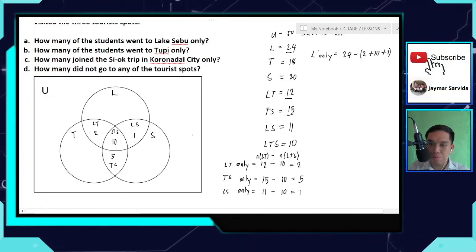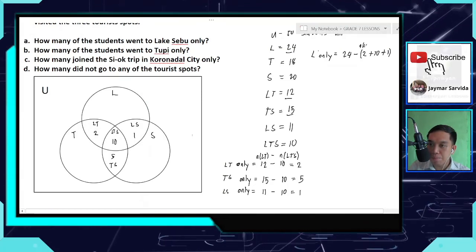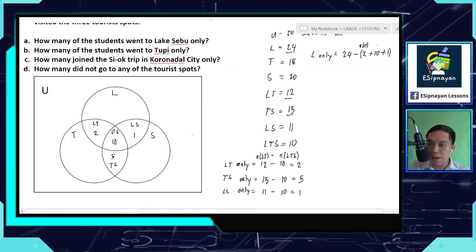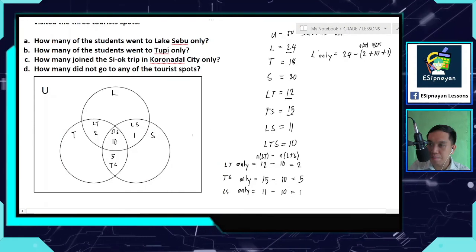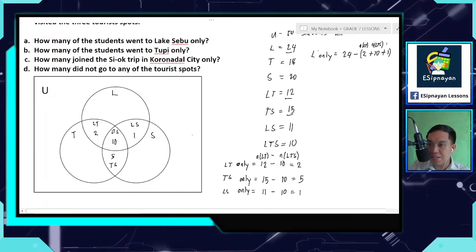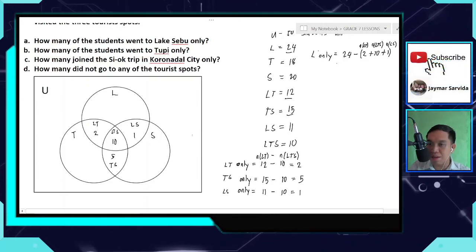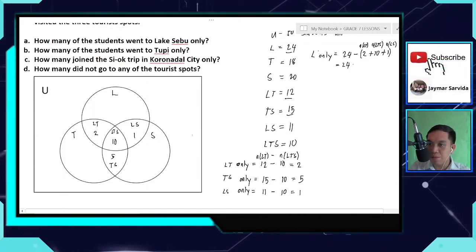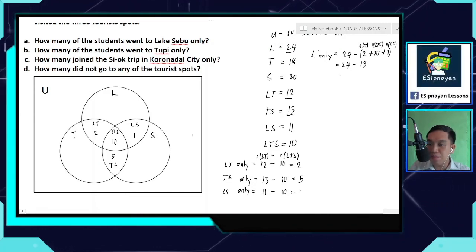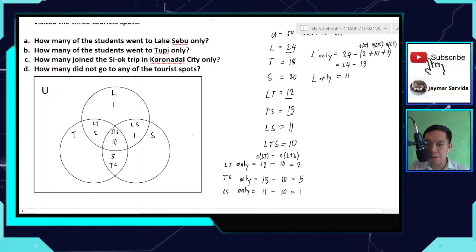Okay, ito. So, ito yung kay LT. Then, ito naman yung kay LTS. At ito naman yung kay LS. Ayan. Okay, so i-add muna natin lahat yan bago natin i-minus sa 24. So, 24 minus 13. Okay? 24 minus 13 is equal to 11. So, yan yung kay L only. Kay L only, we have 11.